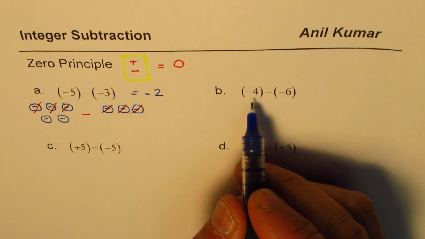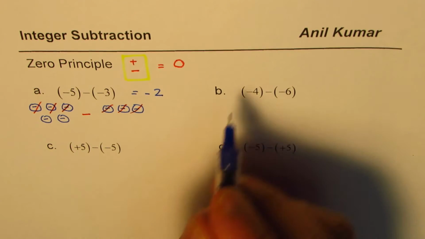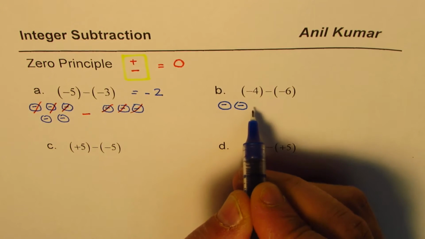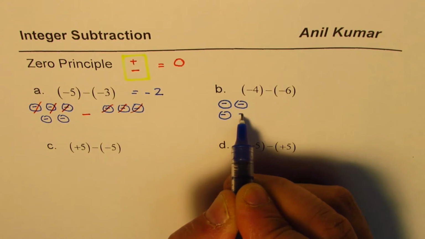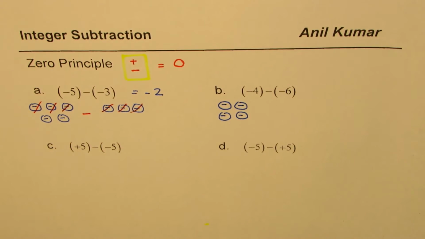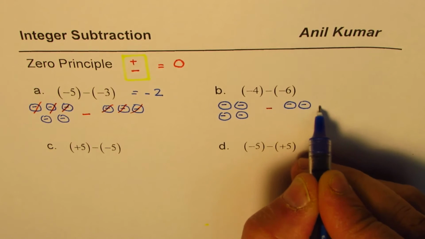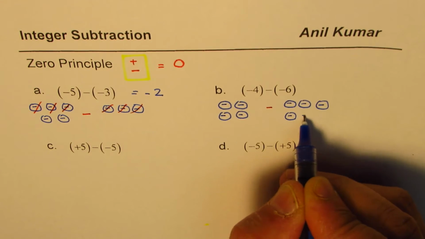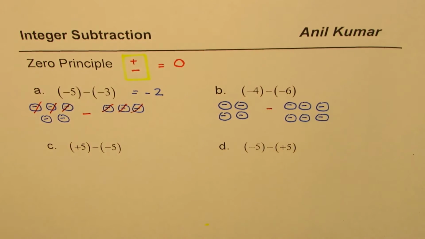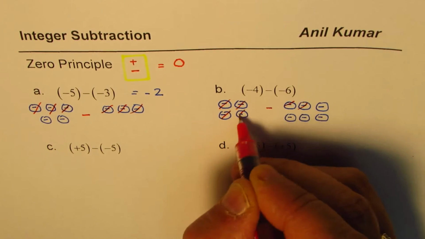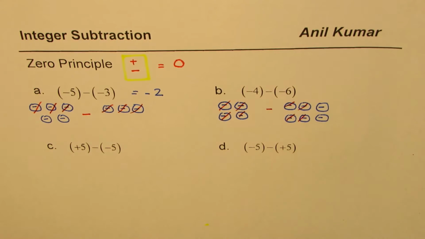It says minus 4 take away minus 6. Okay, so let's have minus 4 here. So we have minus 4, which is kind of like this. And we have to take away from here minus 6. That means 6 of these, right? Okay, 6 of these. So if you take away, you can take 4, right? You can take 4 out of them. What will you do for these two?